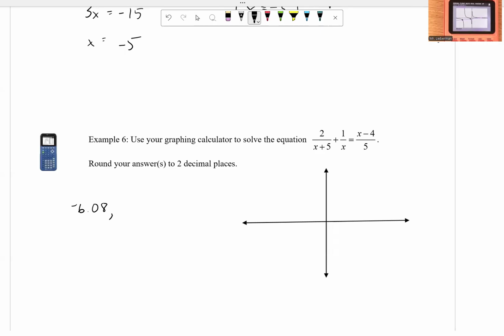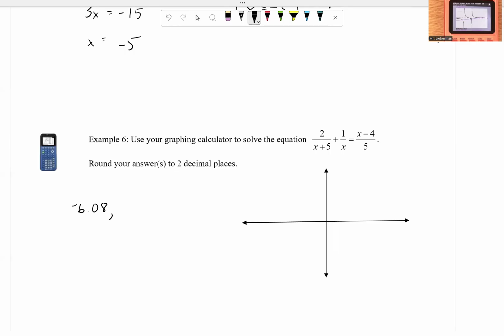And what did you get for that second one? That middle? But after I hit enter, it goes to guess. Yeah, so then you move it until near it. I got 0.06. 0.71, I think. It's negative 0.71.